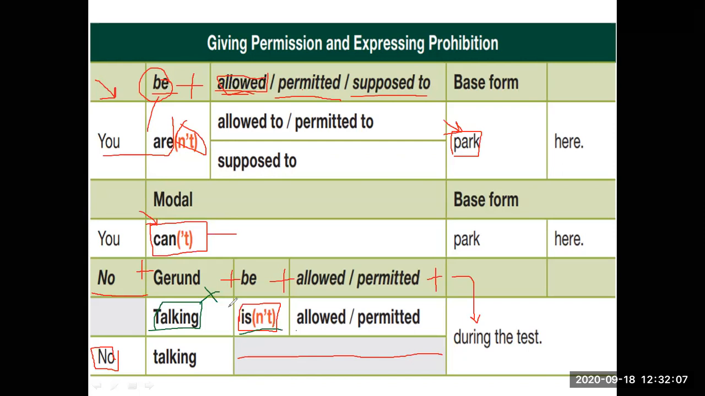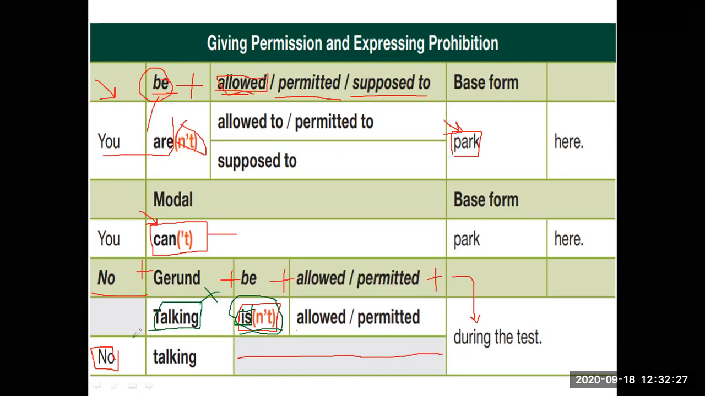Taking your pets to the beach is allowed. Remember, when the sentence is positive, I am giving you permission. But when the sentence is negative, isn't or is not, I am prohibiting something.